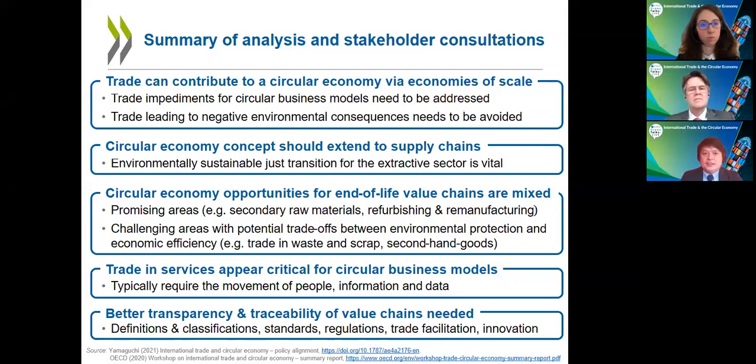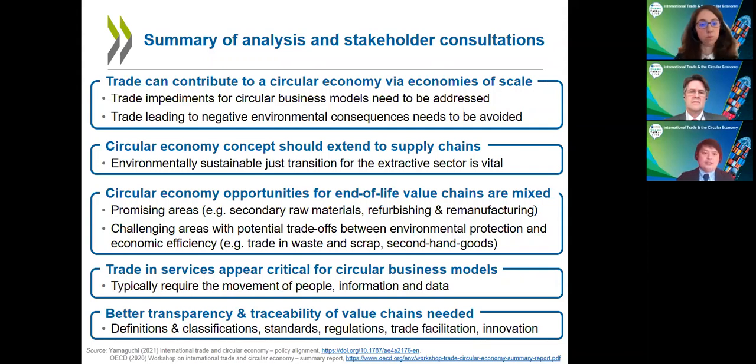And then on supply chains, securing an environmentally sustainable just transition for the extractive sector is vital. For opportunities on end-of-life value chains are mixed. Some promising areas appear to be on secondary raw materials and trade in refurbished and remanufactured goods. Other areas appear challenging, such as trade in waste and scrap and secondhand goods because of potential trade-off between environmental protection and economic efficiency. And then trade in services also appears critical for circular business models because they require movement of people, information, and data. And these should be reflected in any efforts in liberalizing services trade in this area.